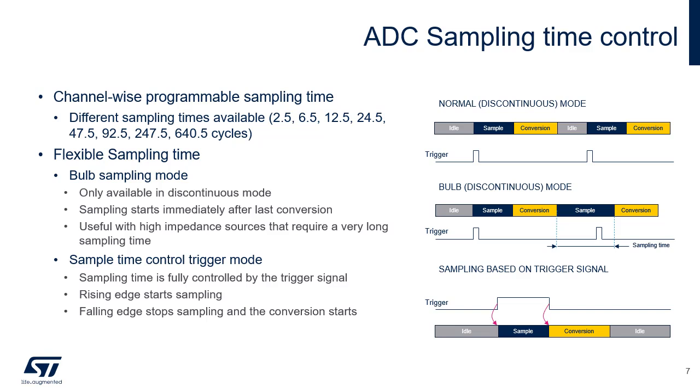The first one is the bulb mode, which works only in discontinuous mode. In this mode, sampling starts immediately after the last conversion finished without going to idle state. This provides less latency from the trigger signal to the start of the conversion. The very first ADC conversion after the ADC is enabled is performed with the sampling time programmed in SMP bits. The bulb mode is effective after the second conversion. The second mechanism is the sampling mode based on the trigger signal. Rising edge starts sampling, falling edge stops sampling and starts the conversion.